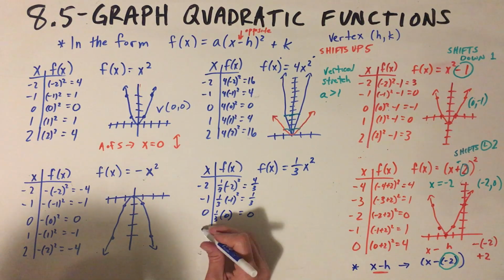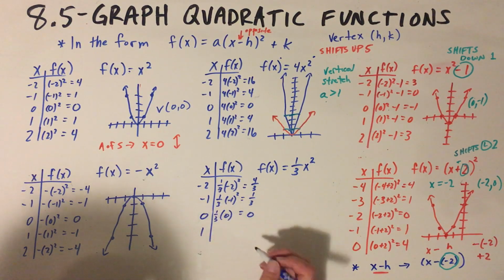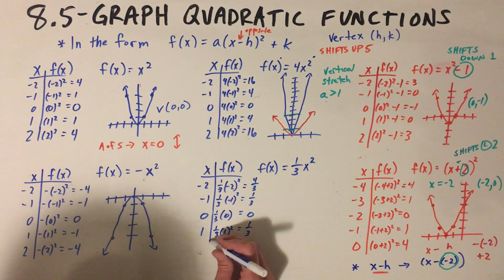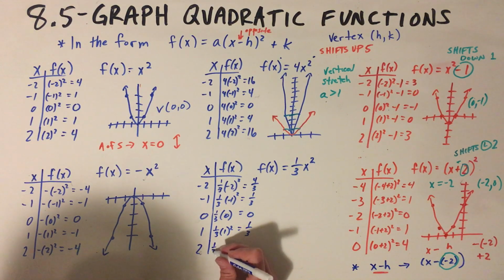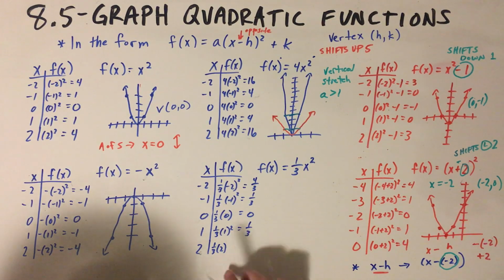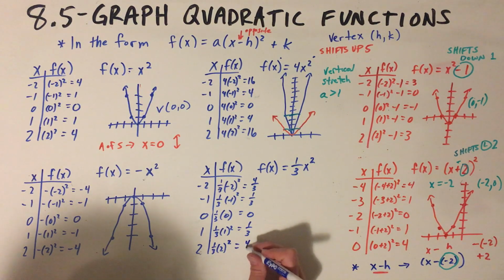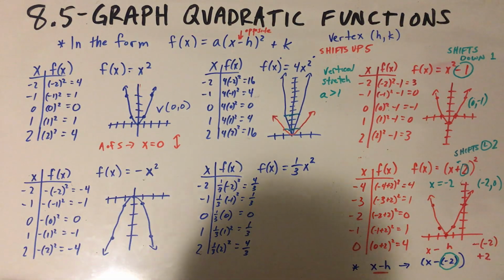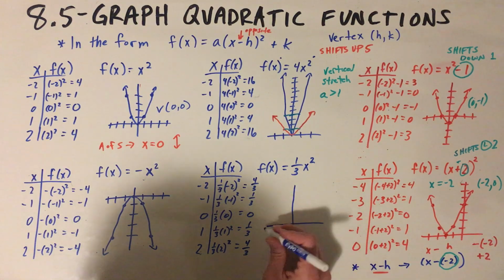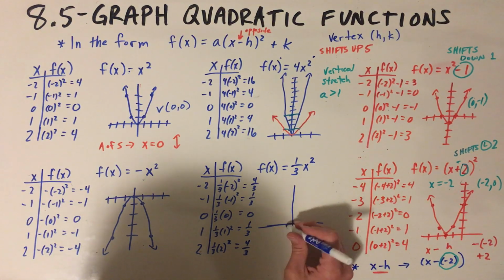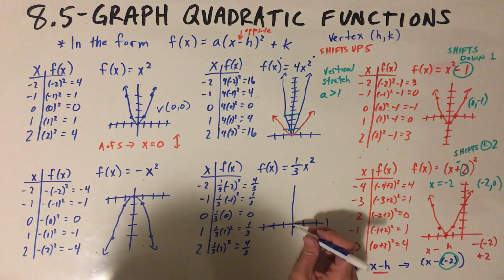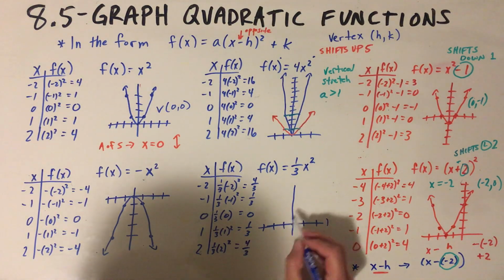Let me give a little more room here. If I plug in 1, that is going to give us 1/3. And again, if I plug in 2, that is going to give us 2 squared, which is 4 times 1/3, which is 4/3. Okay, so what happened to this graph? Well, I'm going to go through the point 0, 0. I got negative 1 and 1/3.